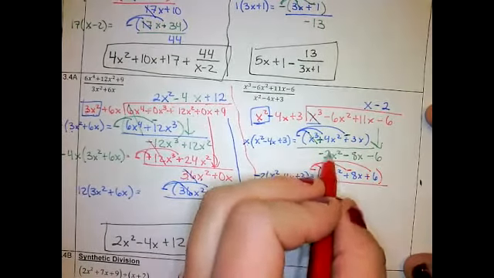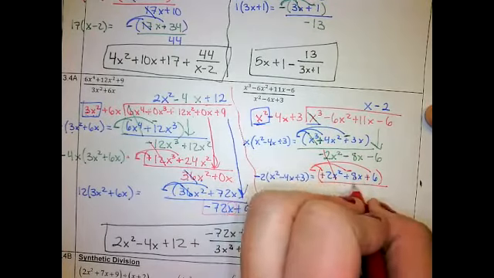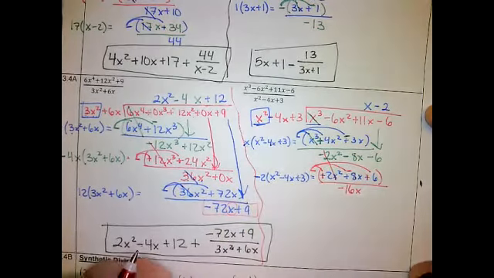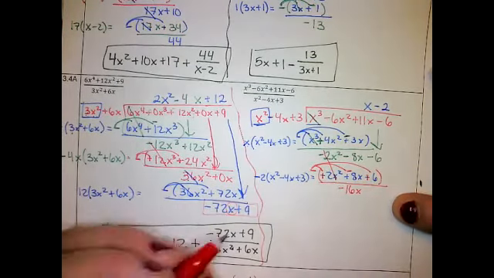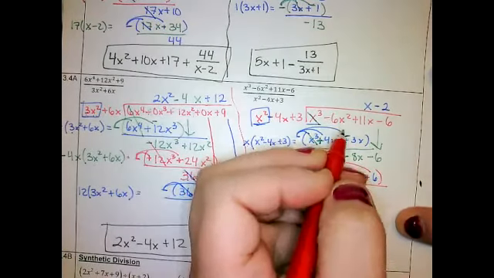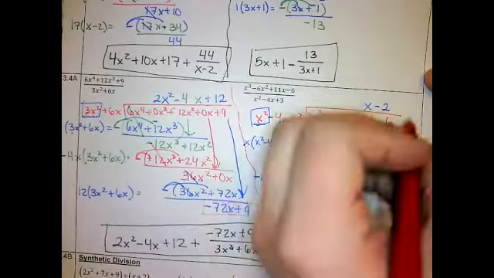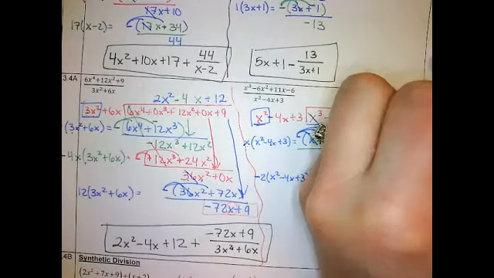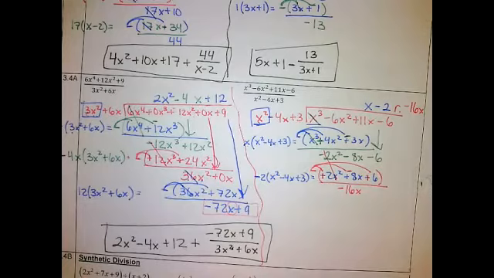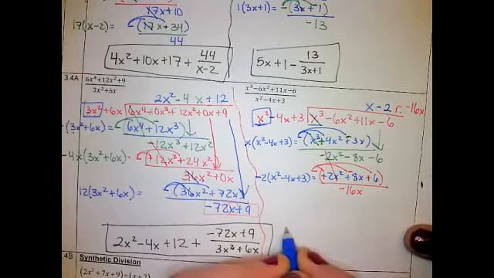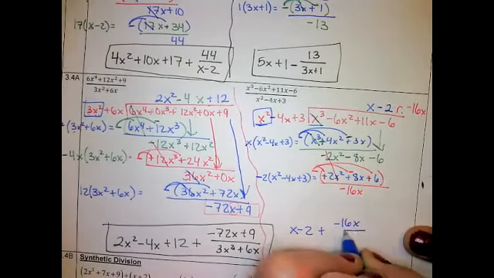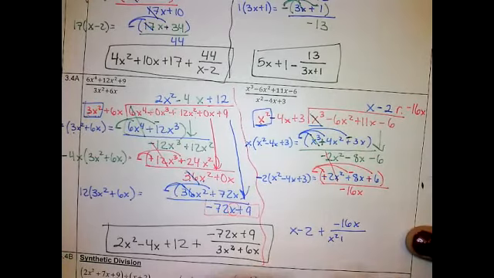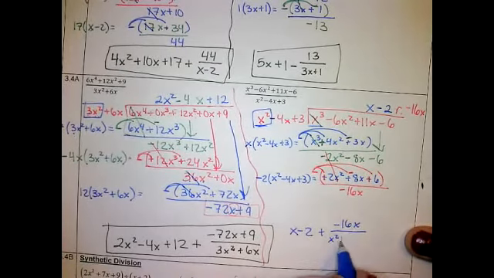So now those two are going to cancel. Negative 8x and my negative 8x is negative 16x. And negative 6 plus 6 is 0. And now I am done. My remainder is negative 16x. So I'm going to go ahead and write my answer. So that's going to be x minus 2 plus negative 16x over x squared minus 4x plus 3.